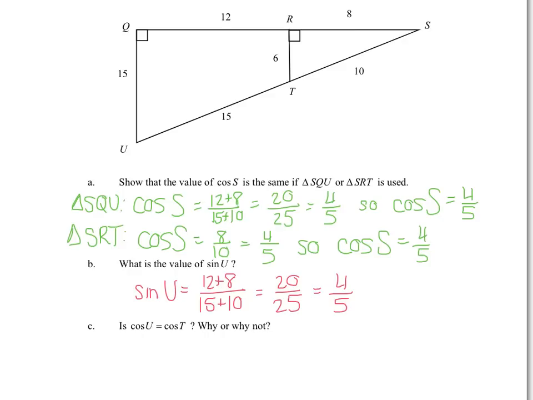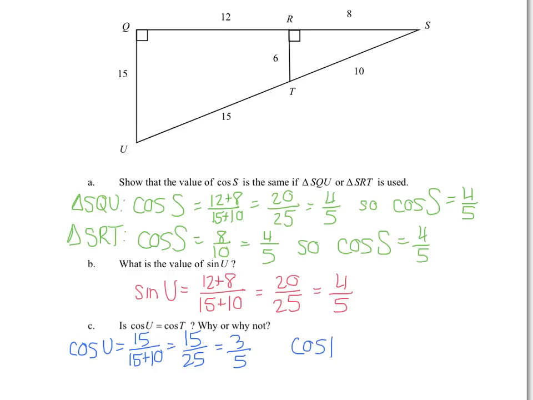For C, is cosine of U equal to cosine of T? Why or why not? So let's start with the cosine of U. Here's angle U. Cosine is adjacent over hypotenuse. So we're going to have 15 over 15 plus 10. This is 15 over 25. And if I simplify this, divide both my numerator and denominator by 5, 15 divided by 5 is 3, 25 divided by 5 is 5.